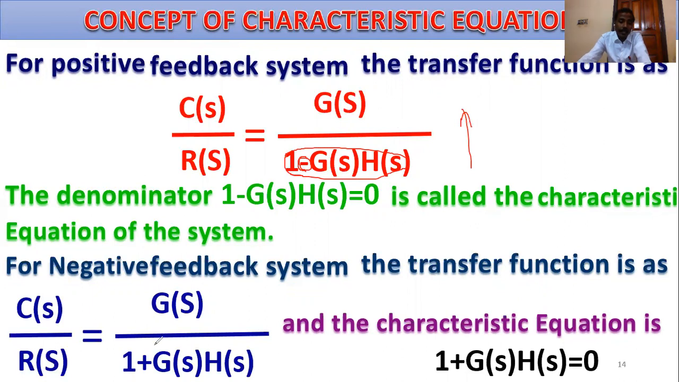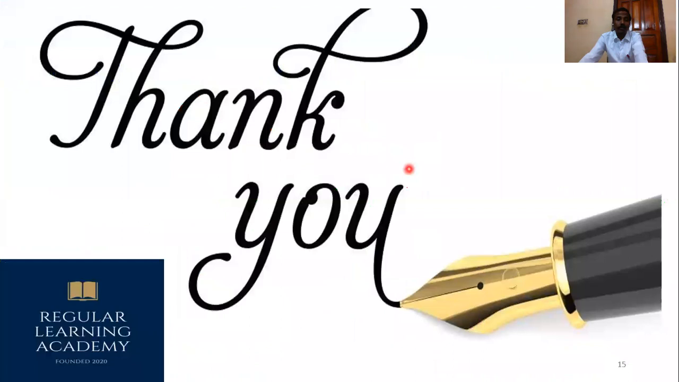But for negative feedback control systems, the sign is positive. That's why 1 plus G(s)H(s) is a large value, and the ratio G(s) by 1 plus G(s)H(s) is less. That's why the C(s)/R(s) value is minimum, the controlled output by reference input ratio is minimum. This is the effect for positive and negative feedback control systems. Thank you.